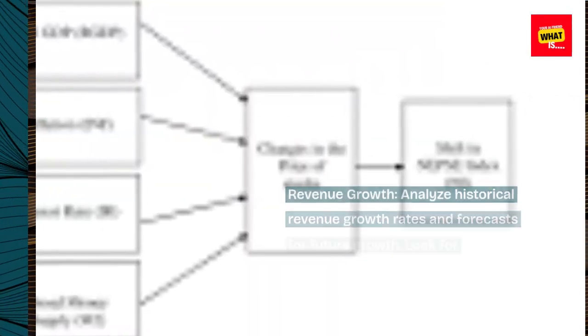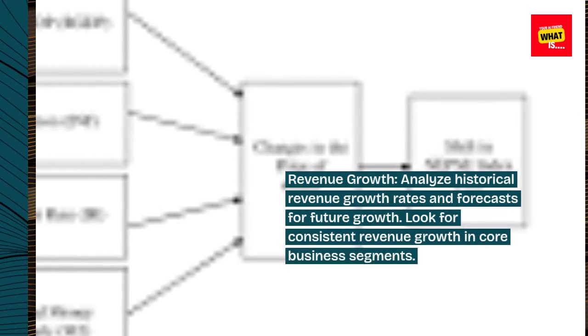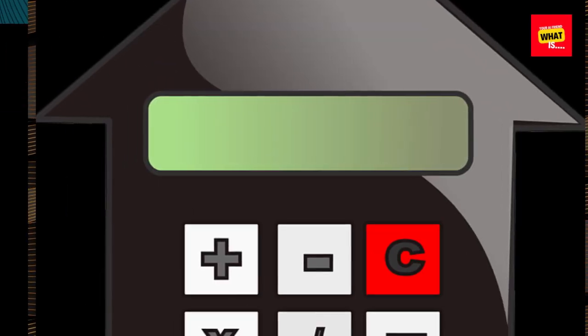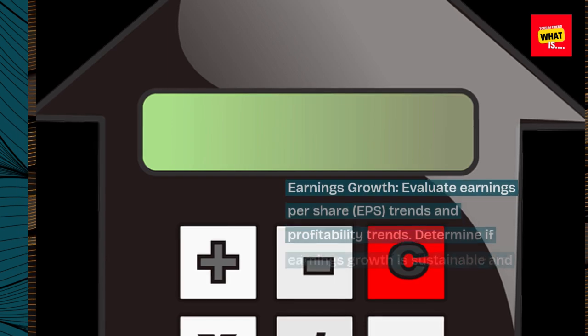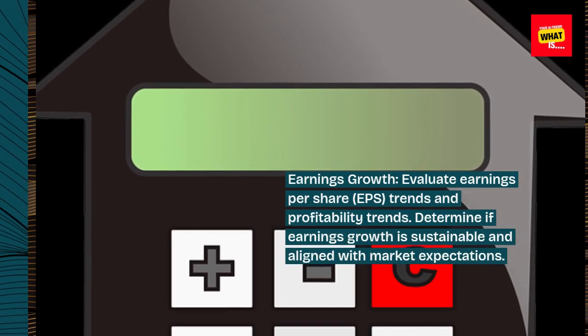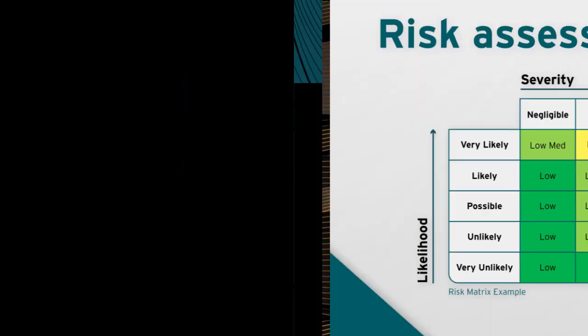Assess growth prospects. Revenue growth. Analyze historical revenue growth rates and forecasts for future growth. Look for consistent revenue growth in core business segments. Earnings growth. Evaluate earnings per share, EPS, trends and profitability trends. Determine if earnings growth is sustainable and aligned with market expectations.